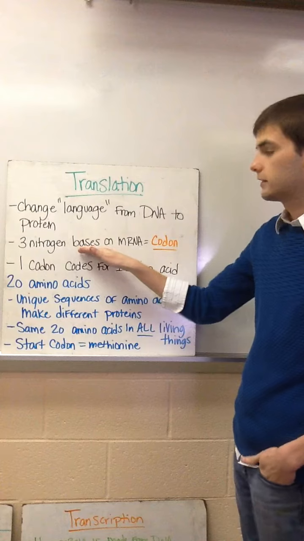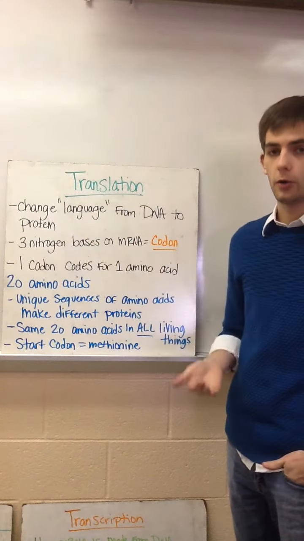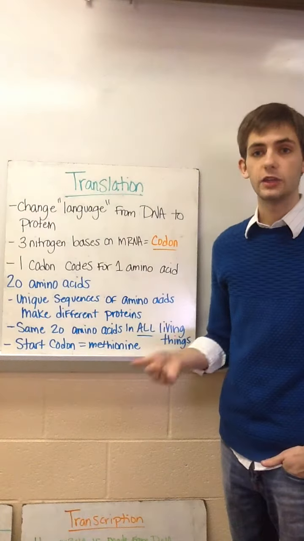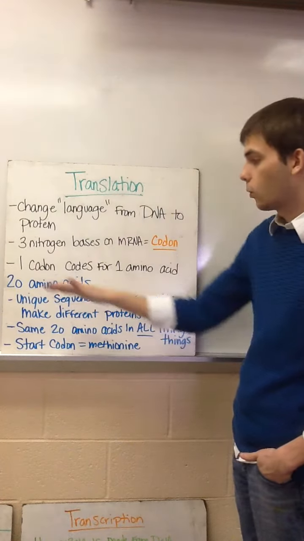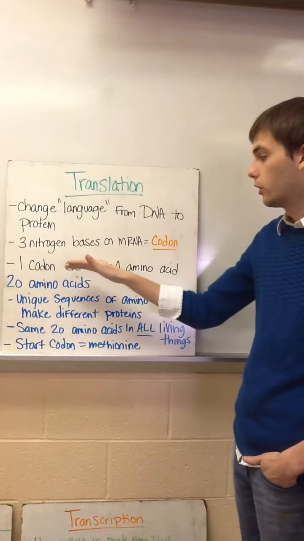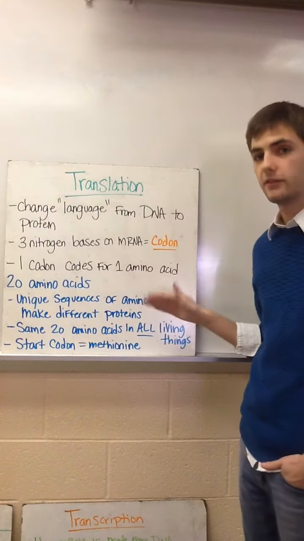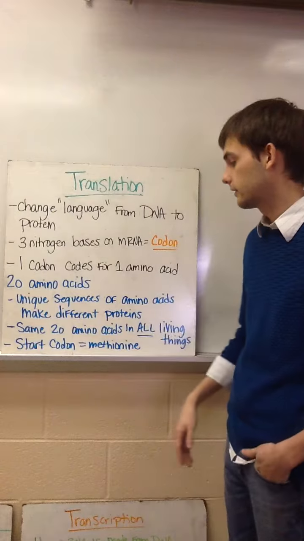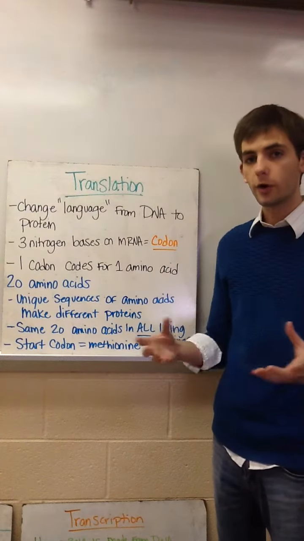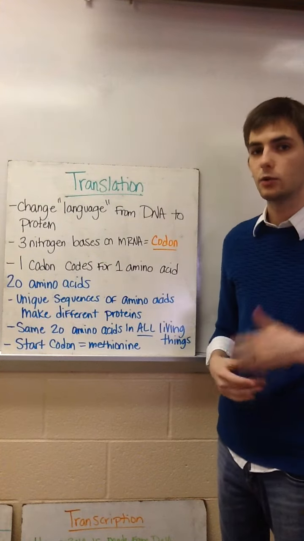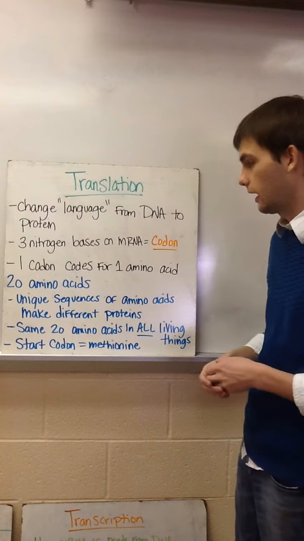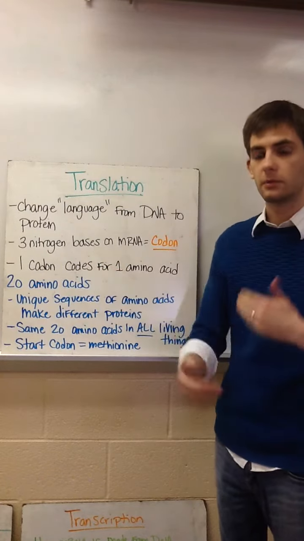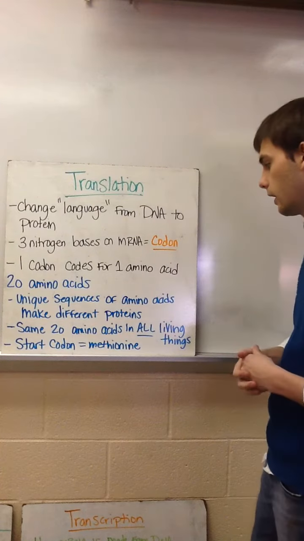3 nitrogen bases on the mRNA strand are called codons. And that's going to be your 3 letters, for example, AUG. And one codon will code for one specific amino acid. There are 20 different types of amino acids, and it's the unique order of these amino acids that give you your specific characteristics. And the order of your codons will give you specific amino acids.